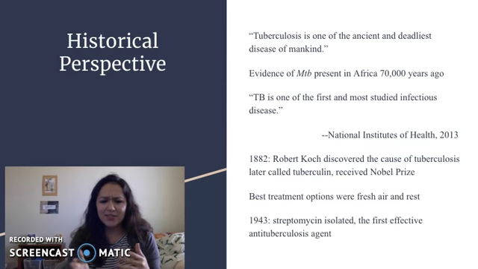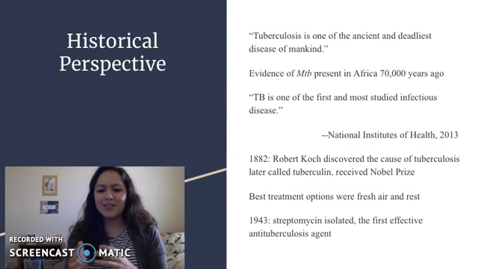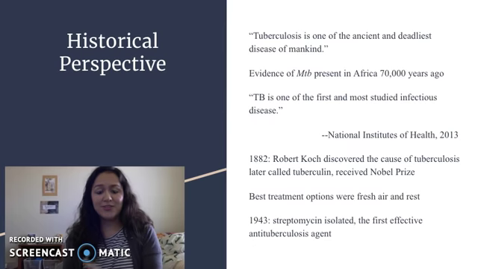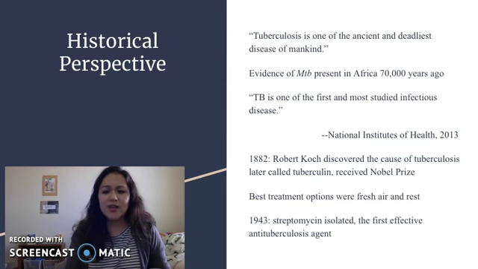And what's interesting is that tuberculosis is one of the first and the most studied of infectious diseases. But considering how long this disease has been around and how recent all the discoveries have been, it is actually kind of shocking. So Robert Koch is the one who discovered the cause of tuberculosis, which he called tuberculin, which is just another way of saying tuberculosis bacilli, like a rod shape. And that was in 1882. He received the Nobel Prize for that.